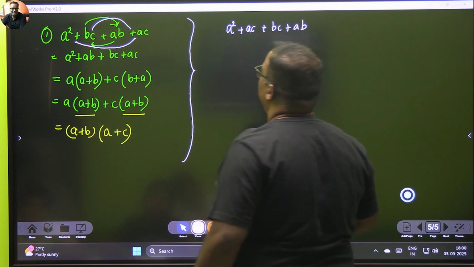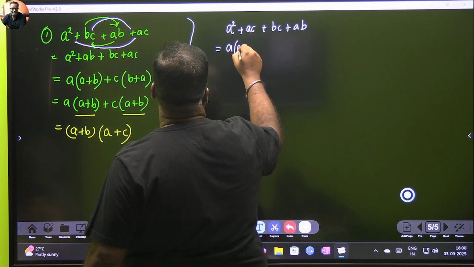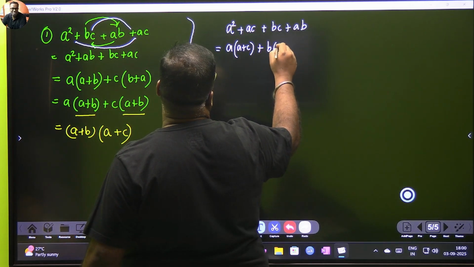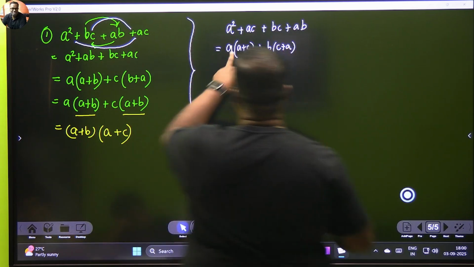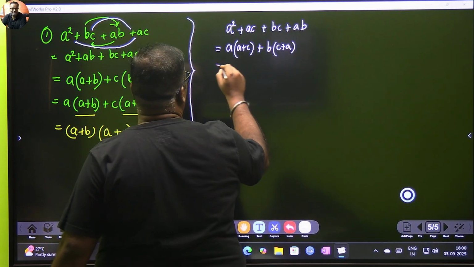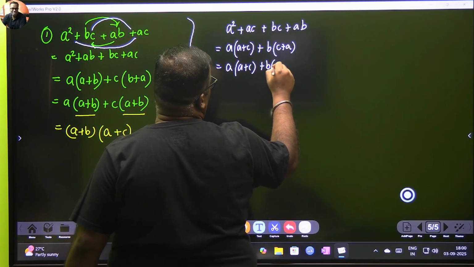Still, we will end up in something. Tell me, between these two, I can take A common, so it is A plus C. And between the other two, what can I take? B common, so it is B times C plus A. God and dog again, G-O-D, D-O-G. Now what do I do? I take A plus C and B, A plus C.